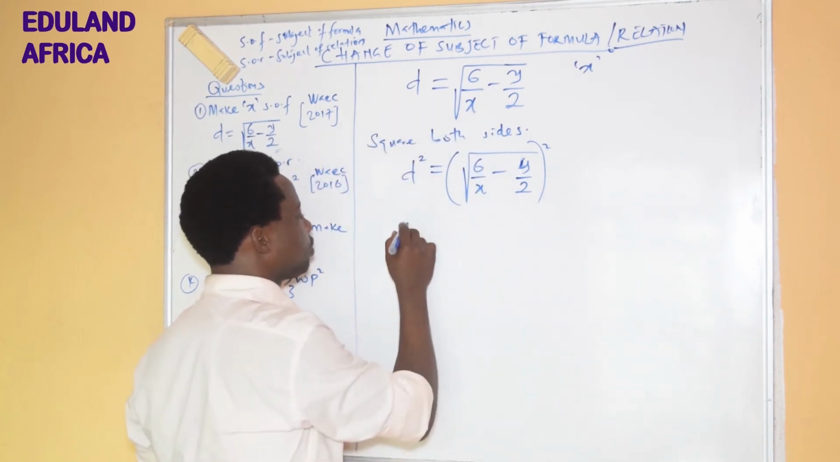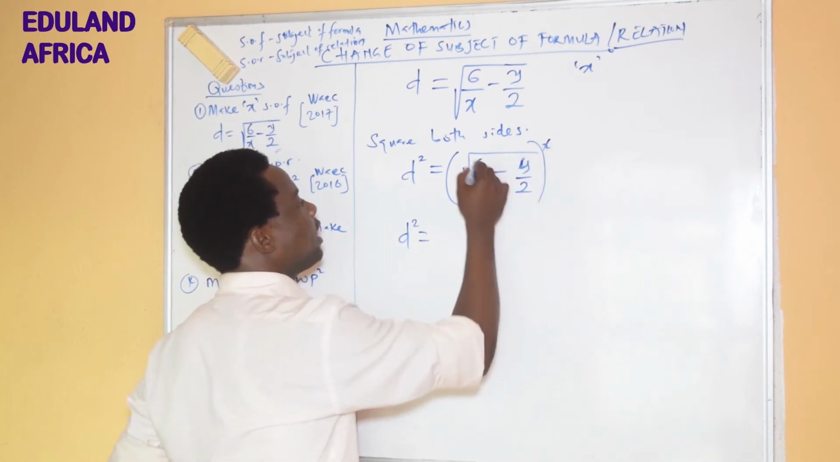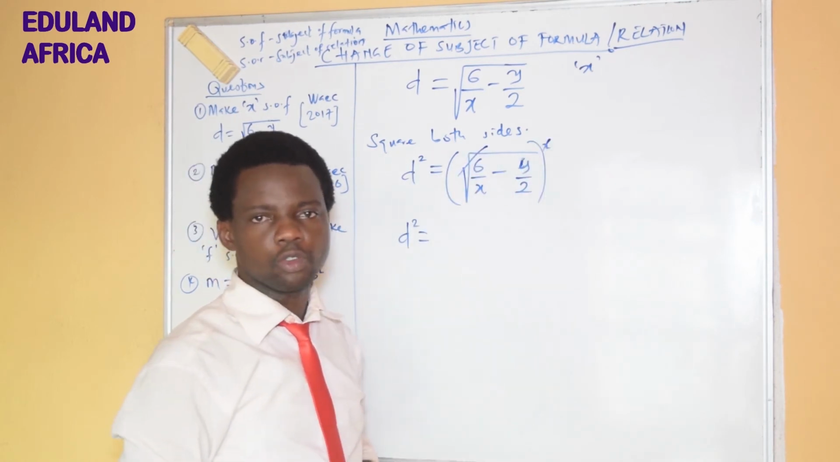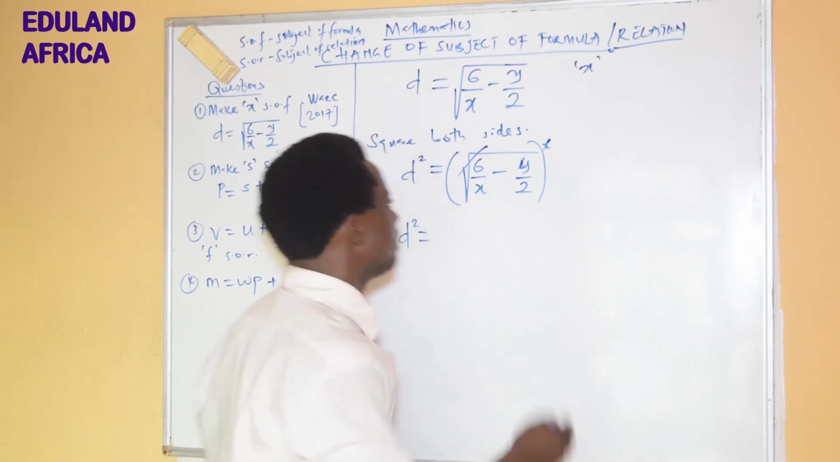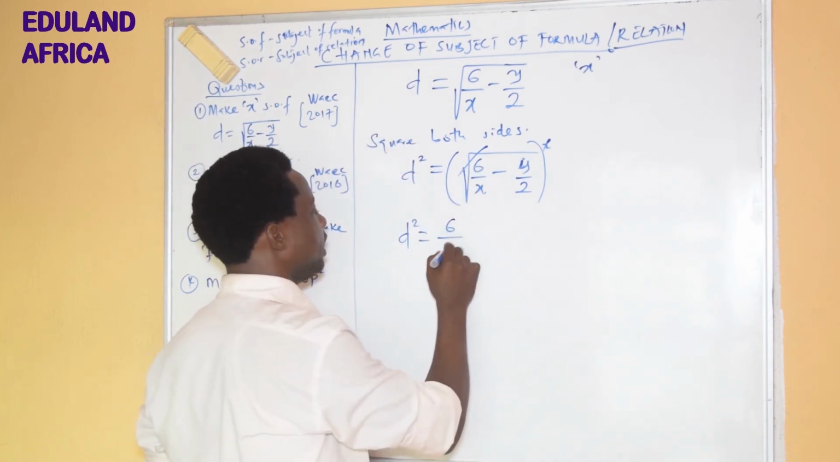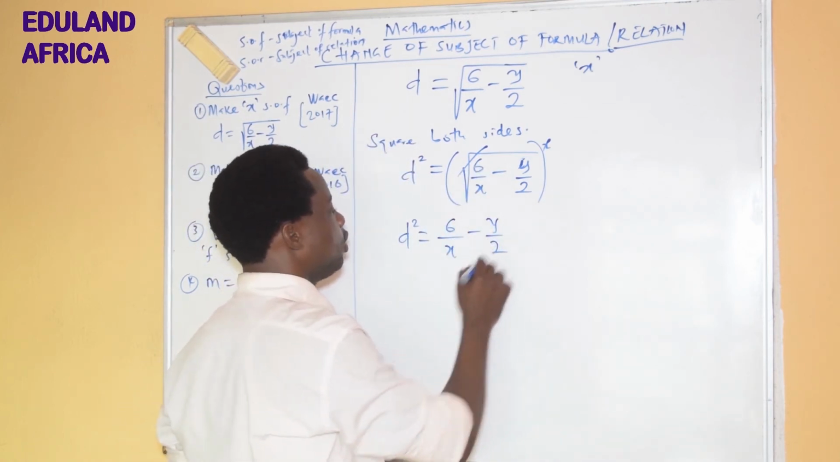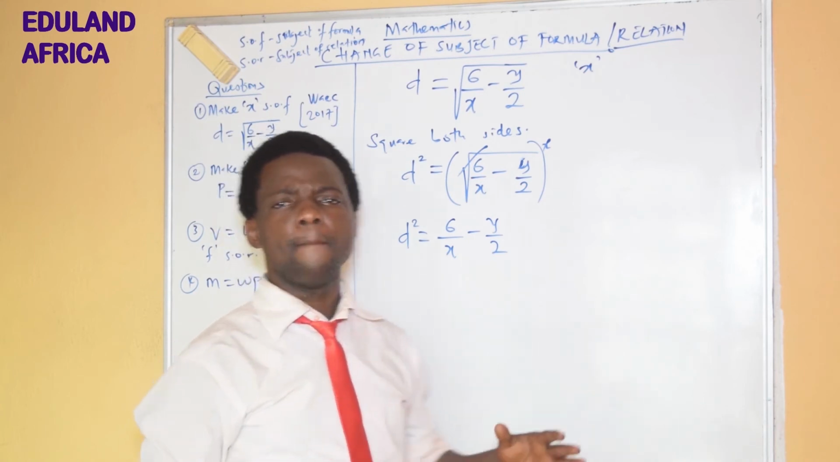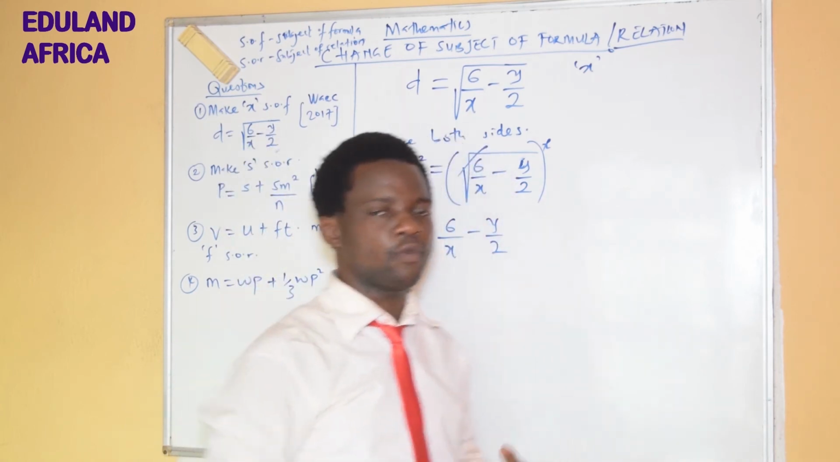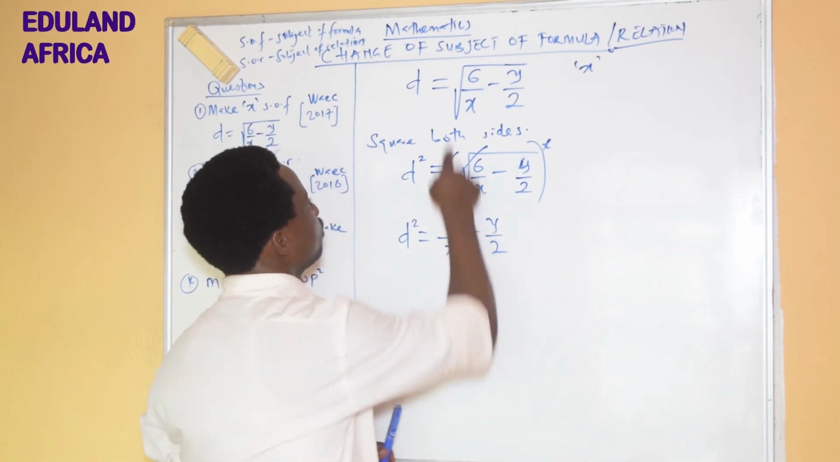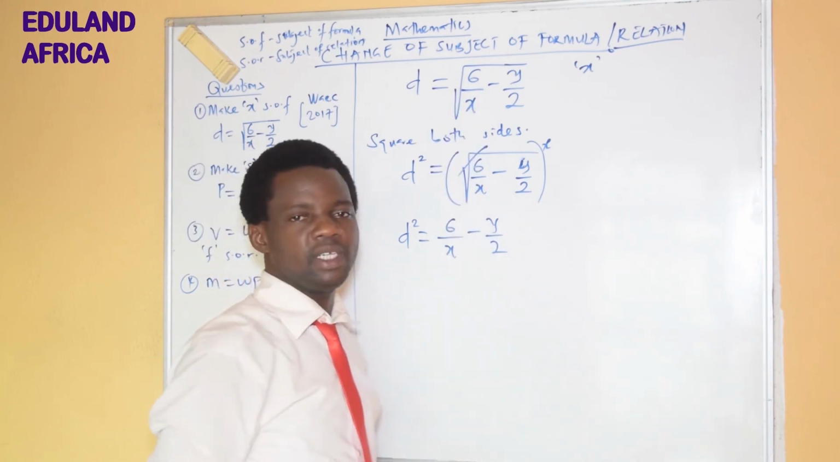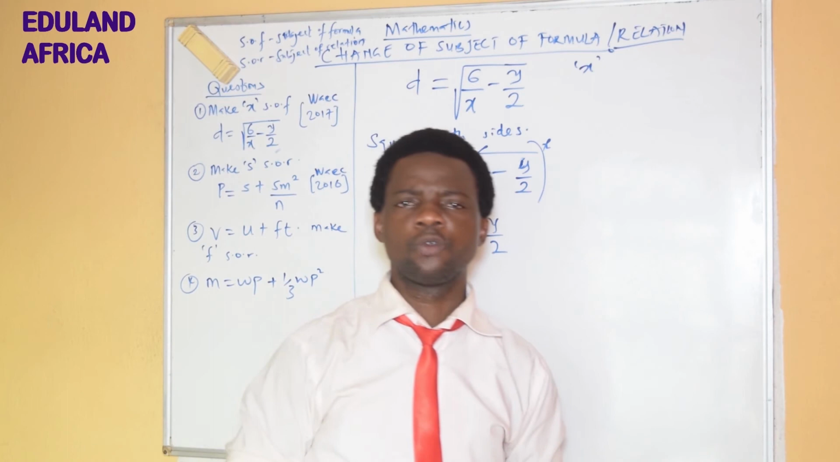So squaring both sides, we have our d squared. Then your square cancels your root, like we established earlier. So what do we have? 6 over x minus y over 2. So the first person disturbing Mr. X from exploring himself is the root, and that has been terminated. That's a good first step.